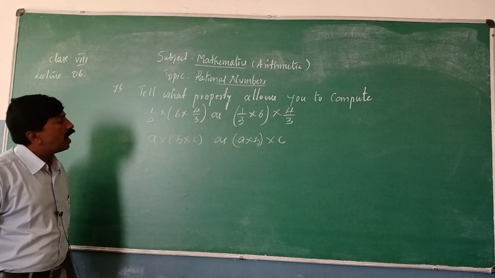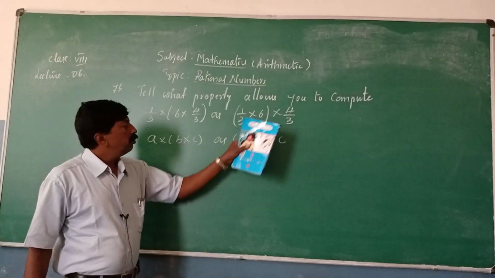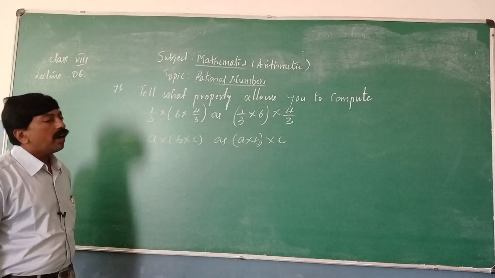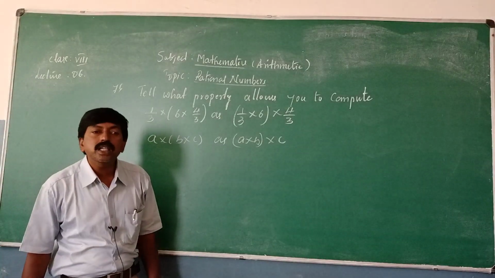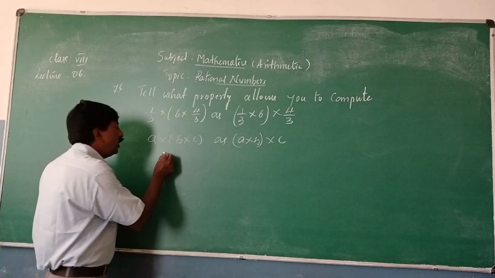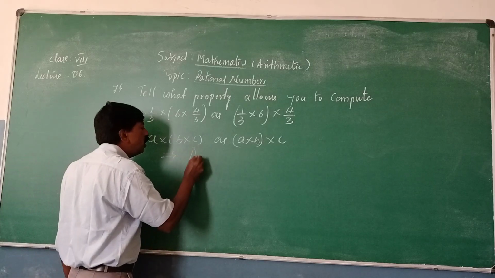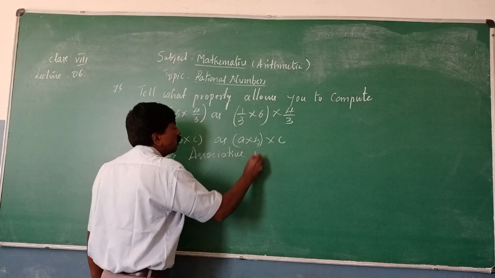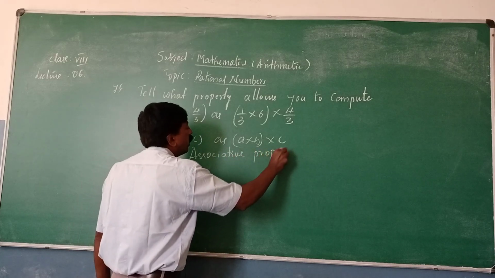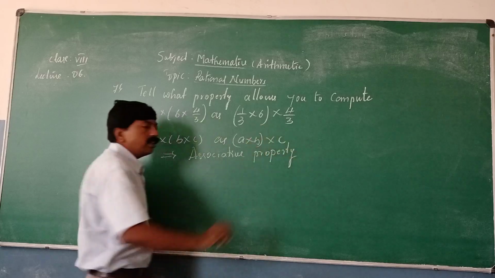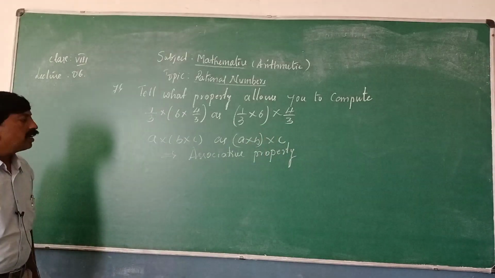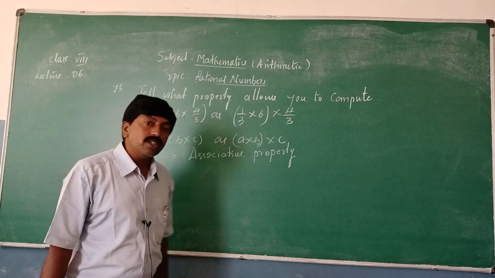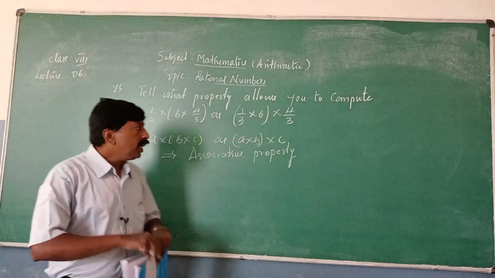That can be written as A is 1 by 3, B is 6, C is 4 by 3. So what is the name of this property? Yes, very good. It says that we are using the associative property. What is the answer we are going to write? So we have to write associative property. Why do we have to write associative property?